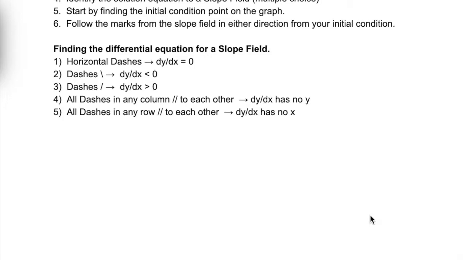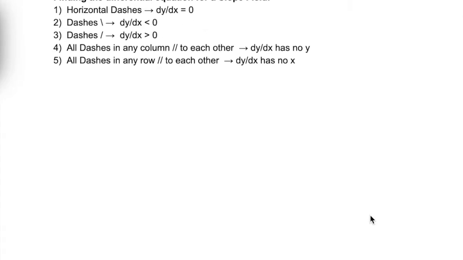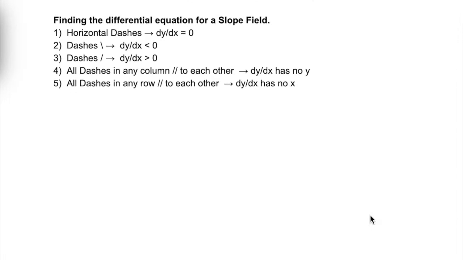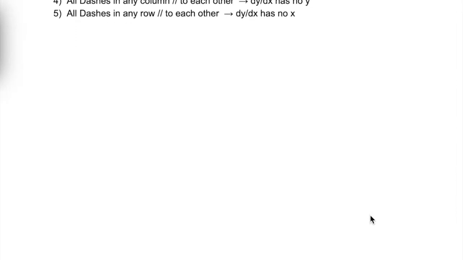So to find the differential equation for a slope field, horizontal dashes represent a slope of 0. Dashes to the bottom right represent a slope of less than 0. Dashes to the upper right represent a slope of greater than 0. And all dashes in any column that are parallel to each other have no y. And all dashes in any row parallel to each other have no x. And here's an example of what a slope field looks like.